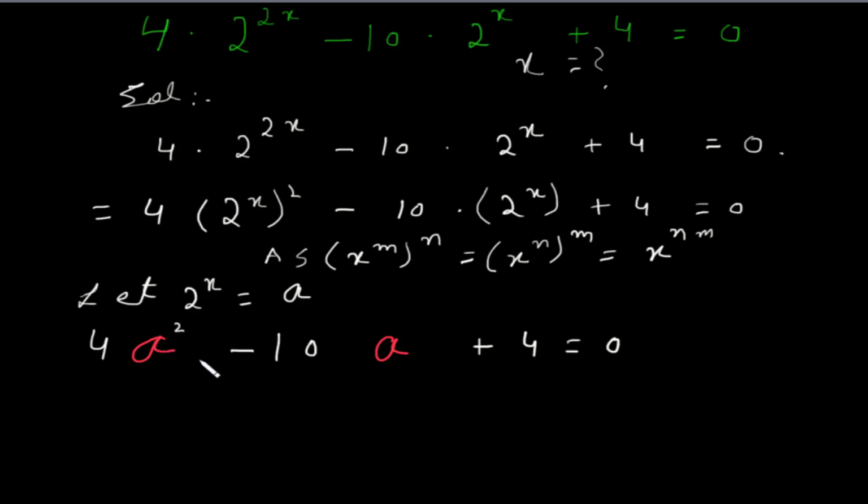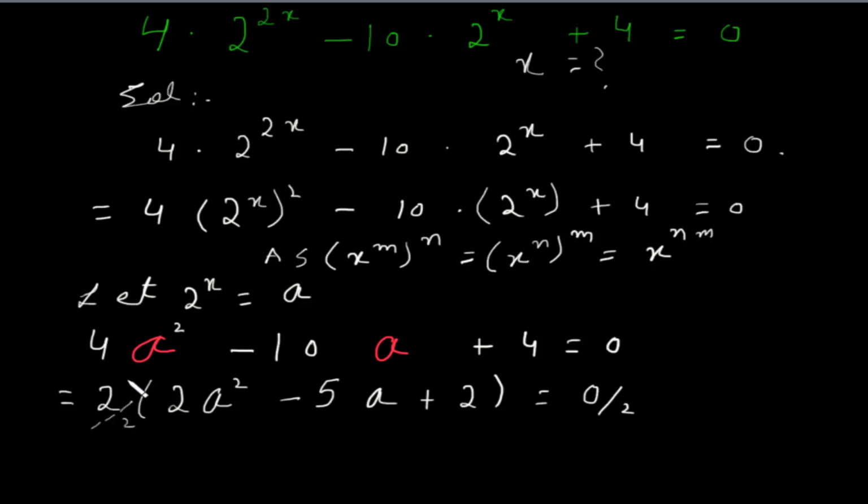To solve this quadratic equation, we can see that the terms on the left side have 2 as a common factor. So we can take 2 common from the left side terms, and this equation would become 2 into 2a square minus 5a plus 2 is equal to 0. Now dividing by 2 on both sides, the 2s cancel, and we come up with 2a square minus 5a plus 2 is equal to 0.